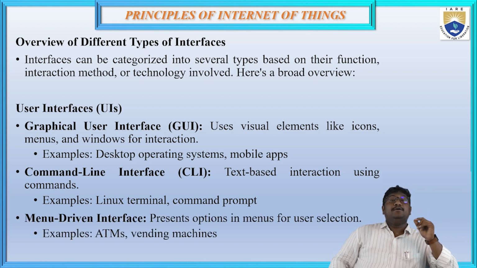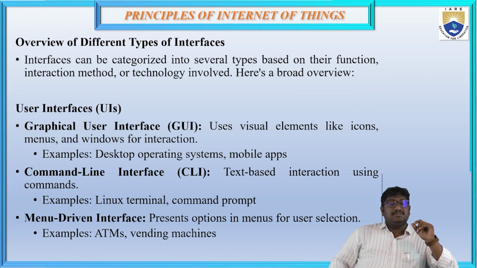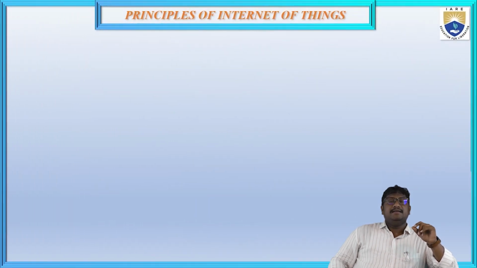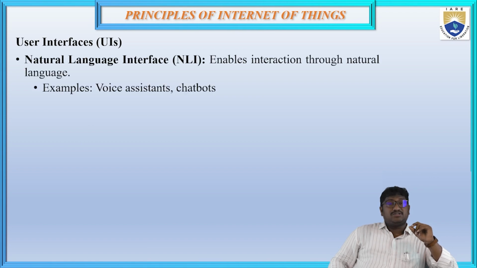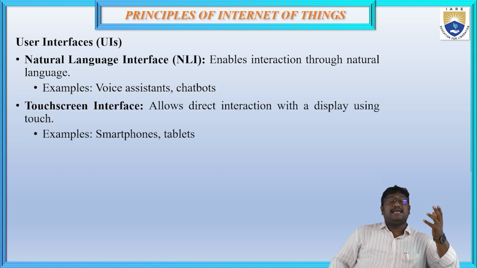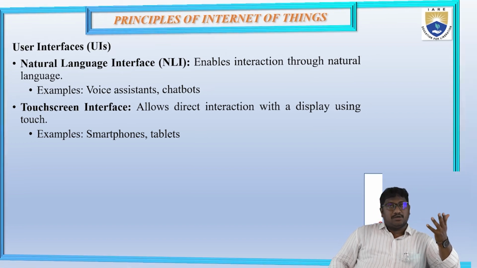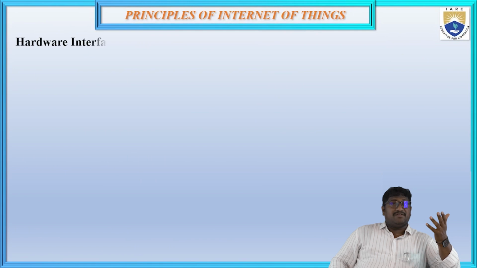And also the menu-driven interface, which presents options in a menu for user selection. ATMs and vending machines all come under these user interfaces. And the next one is natural language interfaces, where voice assistants and chatbots all come under natural language interfaces, with the help of NLP, which enables interaction through natural language. And the touch screen interface, which allows direct interaction with a display using touch, like smartphones and tablets. These can also be called interfaces. These are the different types of interfaces.